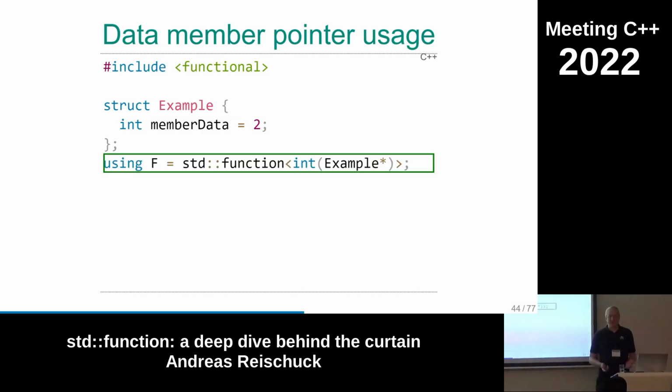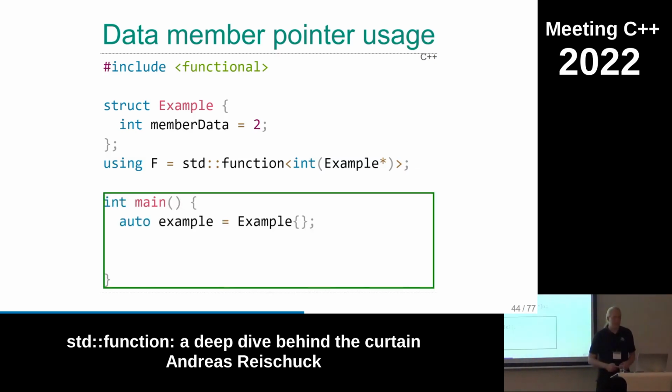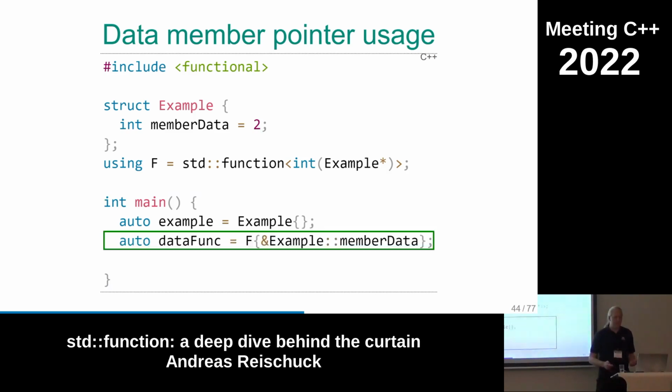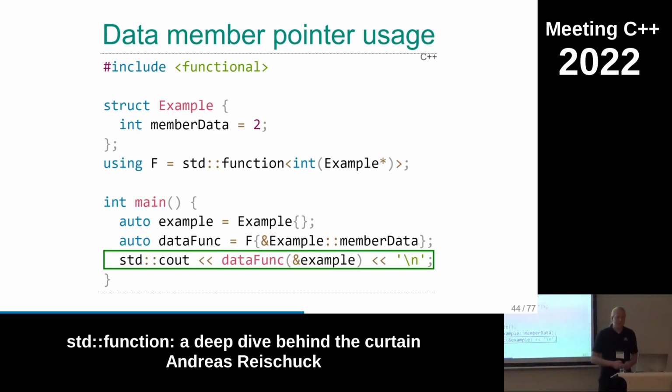And now we have a function signature from the standard function that expects a pointer to this object and returns the member value, the int. And if we have an instance of this struct, we can create an instance of our function. So it's an instance of a standard function. We construct it with the member pointer to the data member. So it's not an actual data pointer. It's just, if you have a struct, then extract me the member data. And then we can call our data func simply by calling it with a pointer to our example.